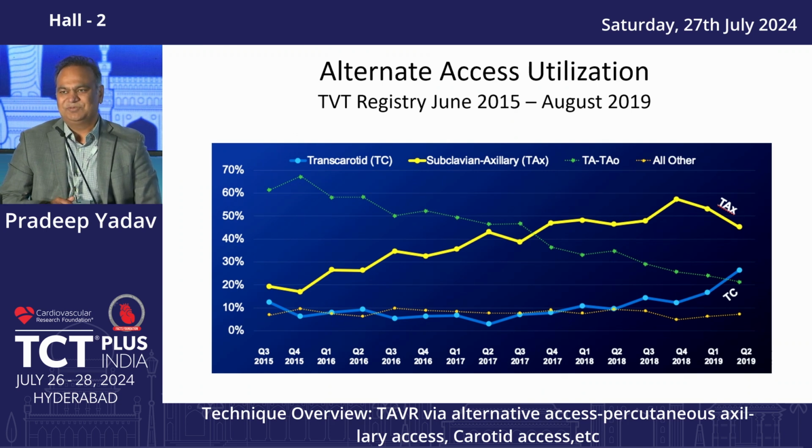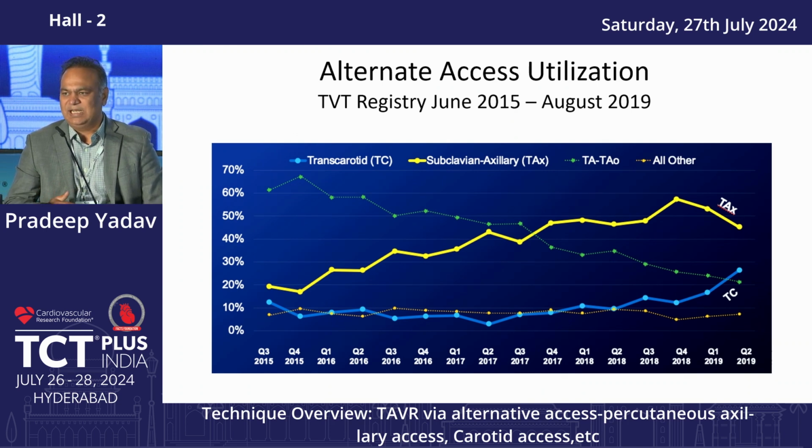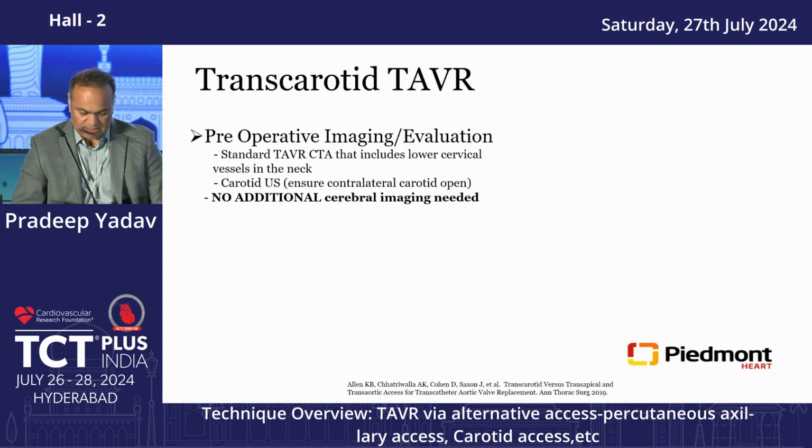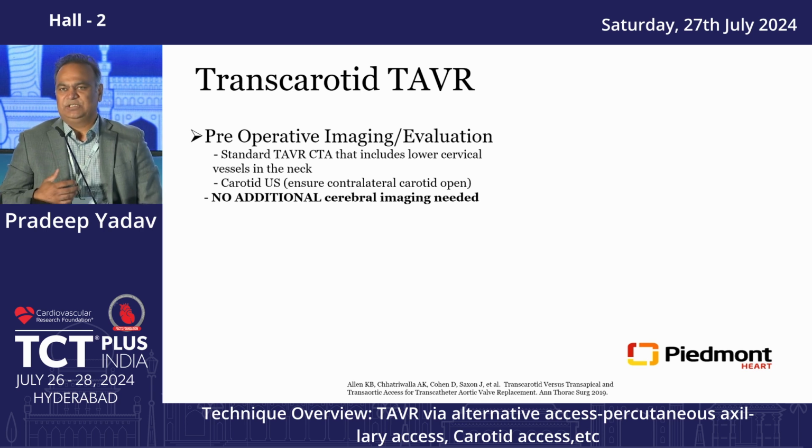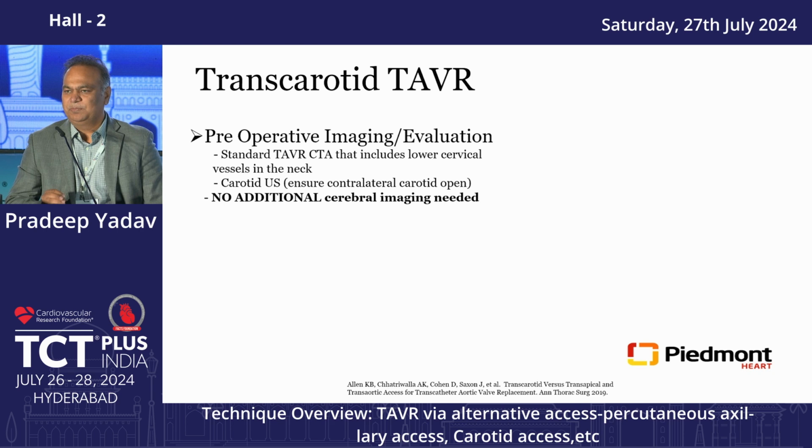And at least in the US, we've seen a recent uptake in the carotid and slight decline in the axillary. The yellow line on the top is the transaxillary, and the blue is transcarotid with recent increase. So what kind of imaging do we need for carotid, right? Your regular CT scan, make sure you have the cervical vessels to get the carotid artery. And in addition to that, get a carotid duplex just to make sure the contralateral carotid is open. You don't want to put a sheath in the right carotid with a left disease.